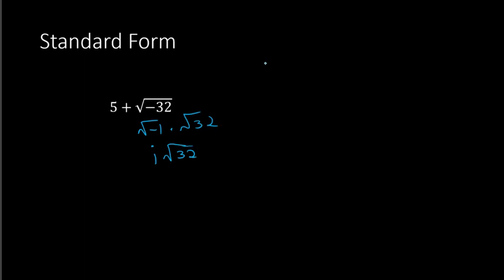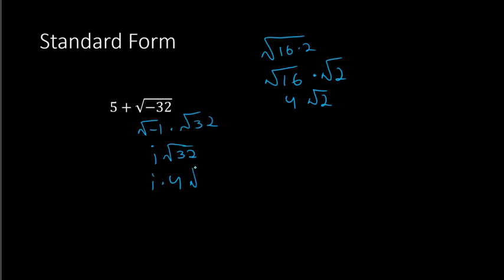And the square root of 32 we can simplify. We can break that down. That would be 2 times 16, or 16 times 2. We can separate that to get the square root of 16 times the square root of 2, and the square root of 16 is 4. So we have 4 times the square root of 2. So our answer would be i times 4 times the square root of 2, and typically we put the number 4 in front of i, so we have 4i times the square root of 2. And actually, don't forget we have the 5 in the front.